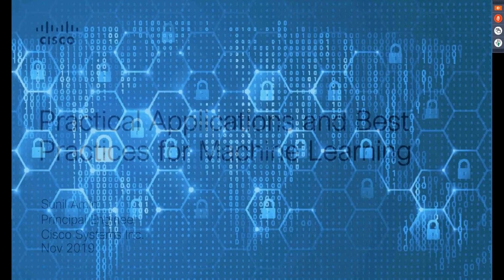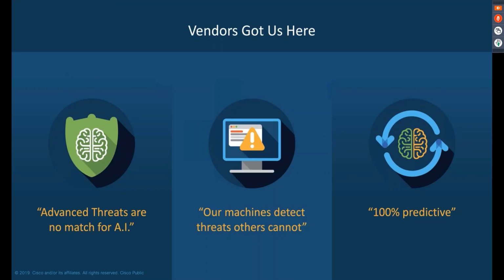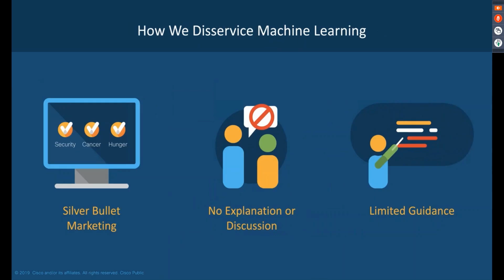So, machine learning: separating fact from fiction. Well, the fact is we kind of shot ourselves in the foot a little bit here by over-marketing some of the terminology and some of the outcomes that machine learning gets us. And as vendors, we got us here and we have to put our hands up and say so. We've had marketing that makes really broad, bold statements like "advanced threats are no match for AI," or "our machines detect the threats that others cannot," and making claims about predictions. And the fact is a lot of this marketing hype has really confused both the end user and frankly some of the vendors as well.